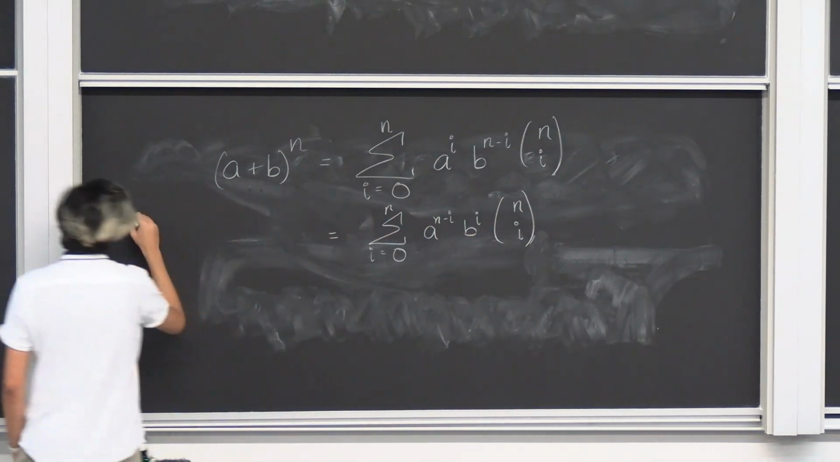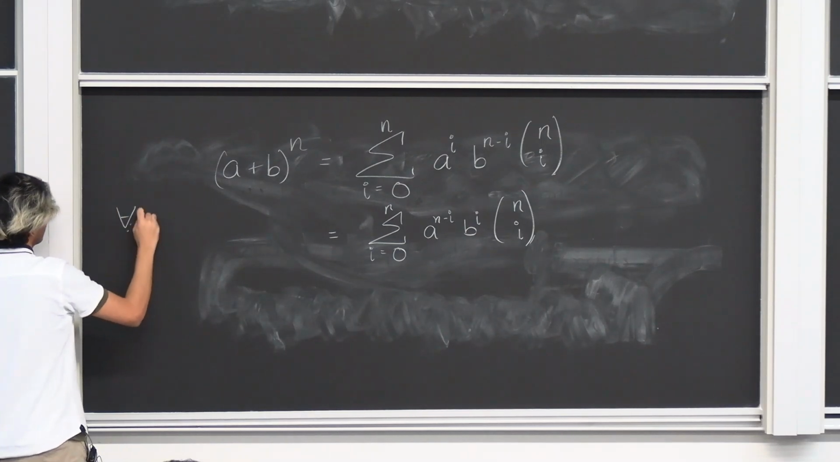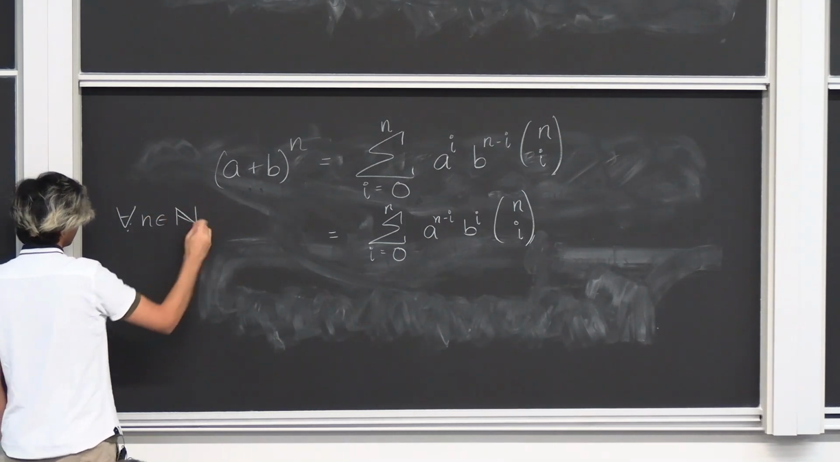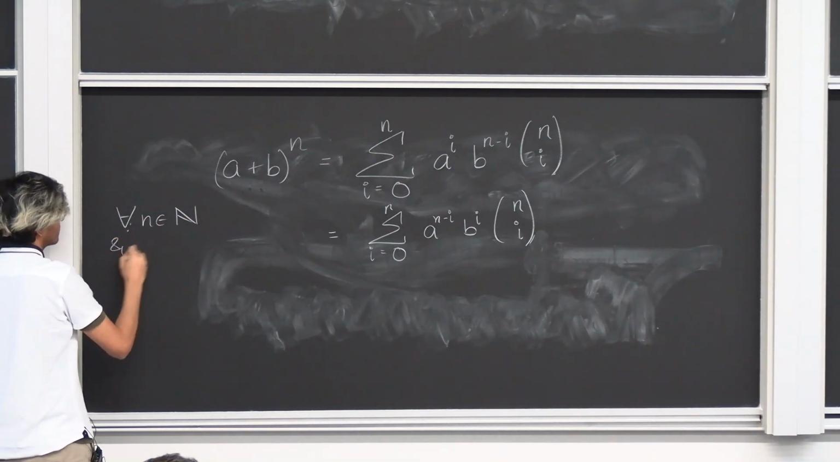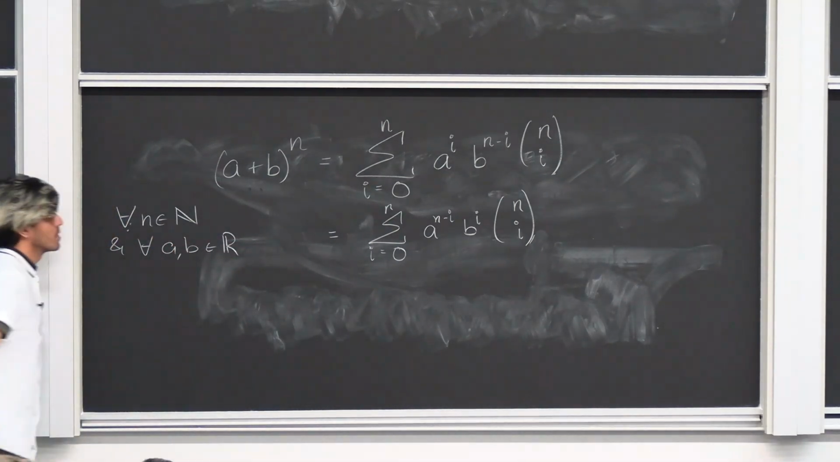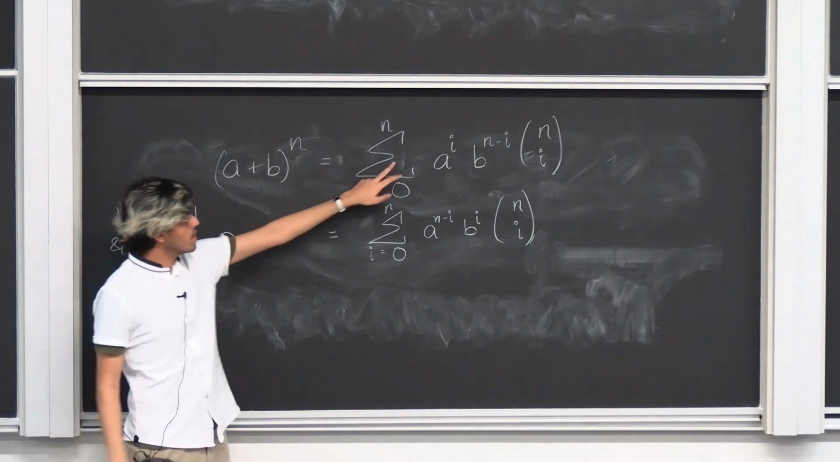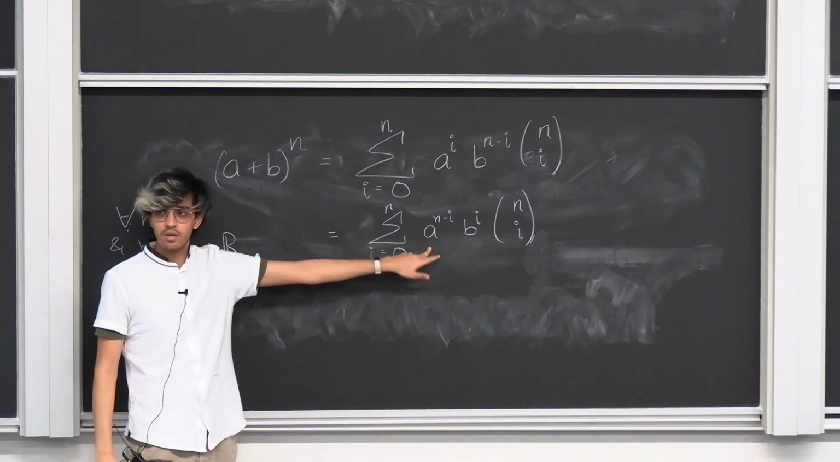Keep in mind that knowing what values you can use is important. So this is true for all natural numbers, which includes 0, and for all a comma b being reals. Okay? So this we've seen. Equivalently, I can say this.